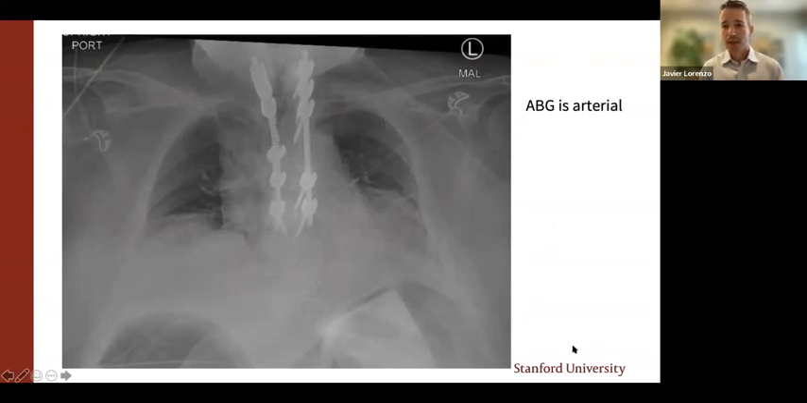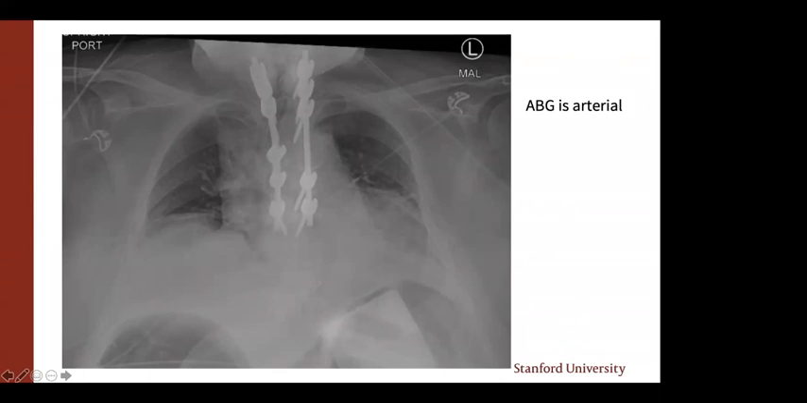So anybody want to give me a wet read on this x-ray? This is the fun part. This is where I can call someone. If you show your video, I won't call on you. Franklin, what do you see on this x-ray?